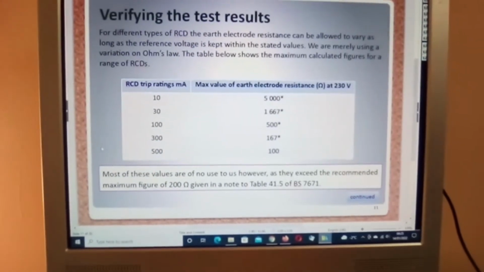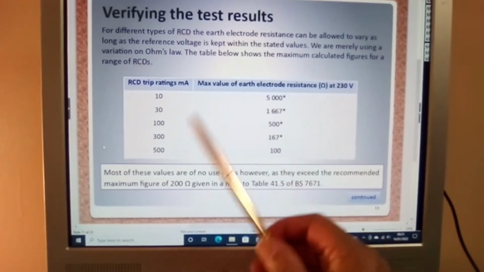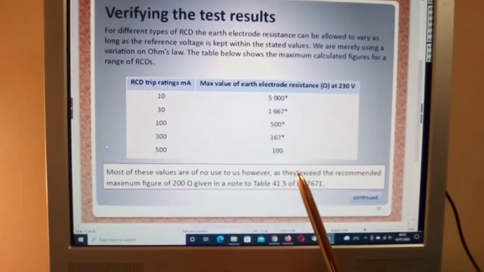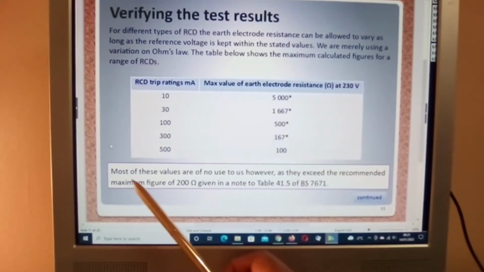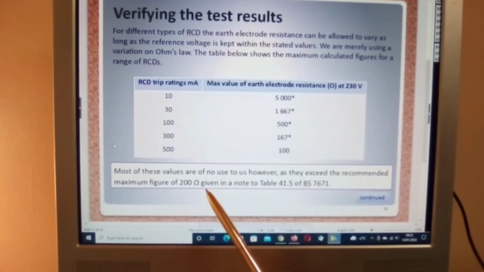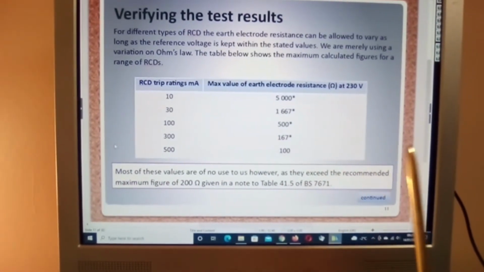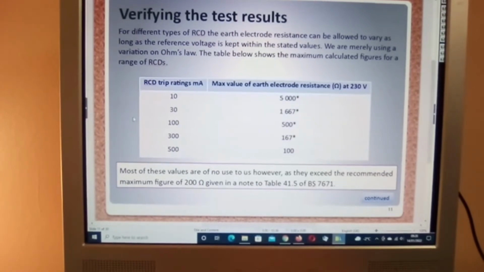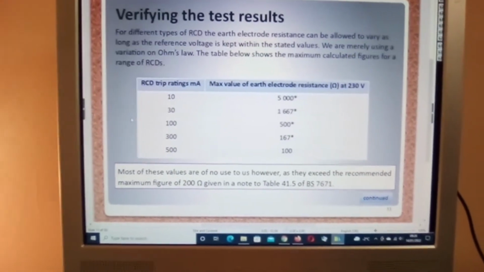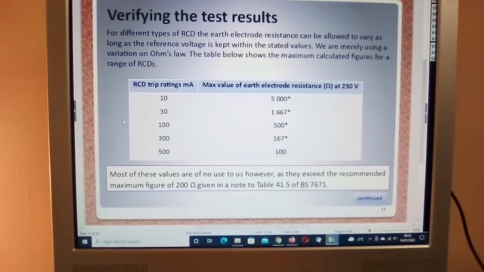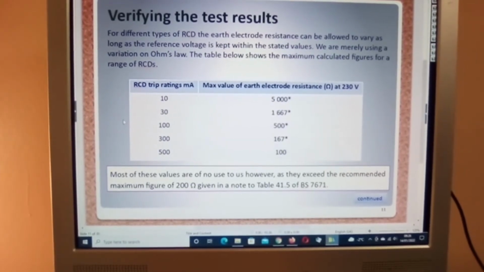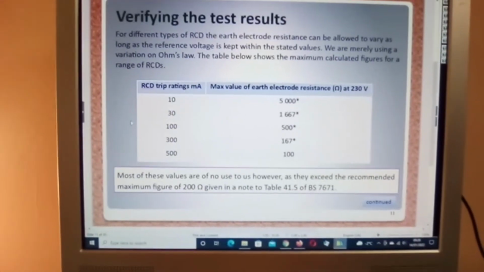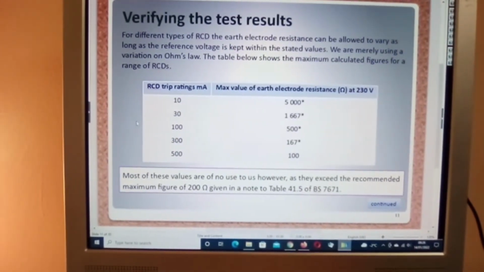Now be aware that this table, these values here are not quite right. Okay, so you need to make sure that you're compliant with the regulation as it stands. And it tells you here what these values are, of no use to us however, because they're too high, they exceed the recommended value. But it's just to show you as illustration how easily it is to get into a situation where the earthing resistance is too high. Okay, therefore you have to make sure that you're testing and that your values are low enough to meet the safety aspects as per the 18th edition.